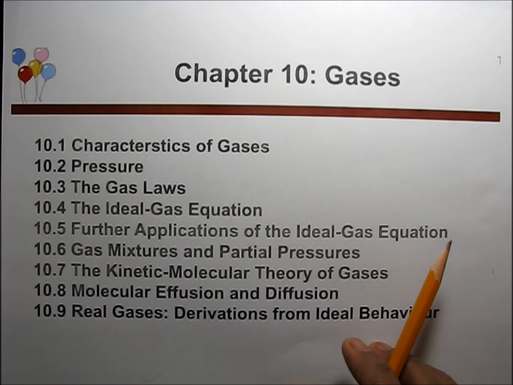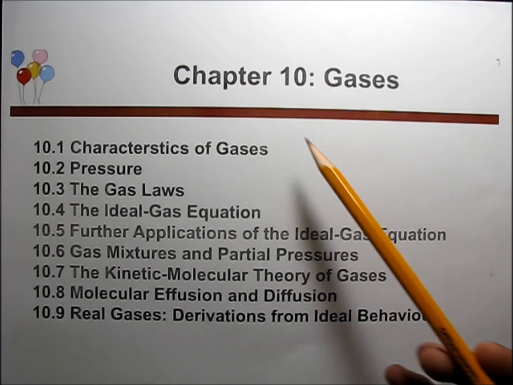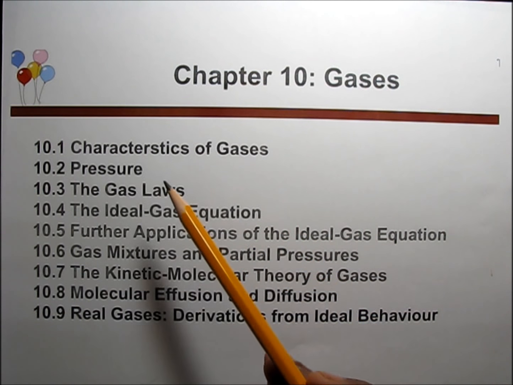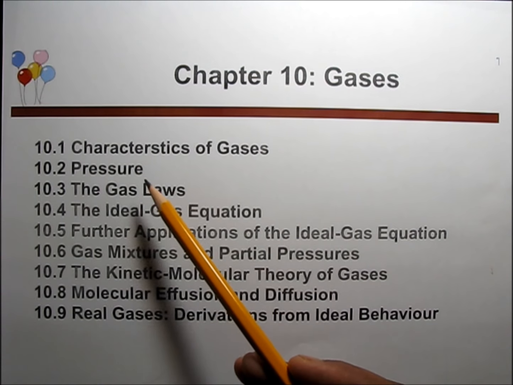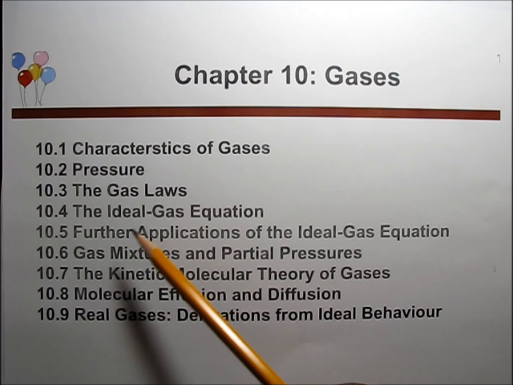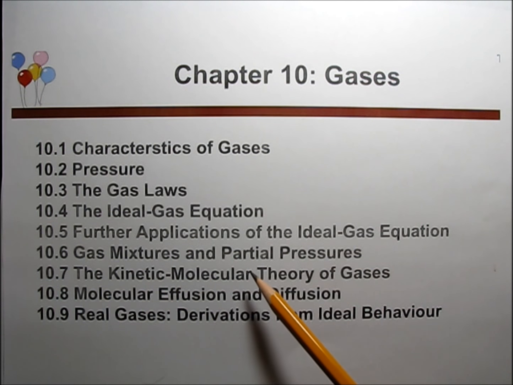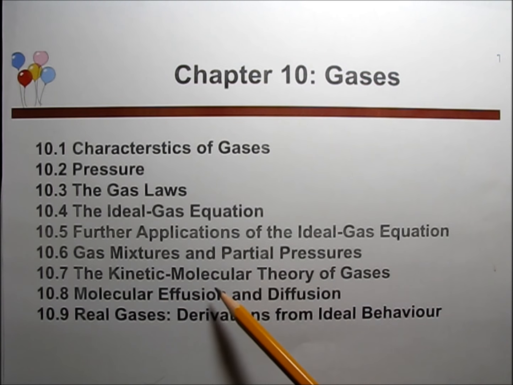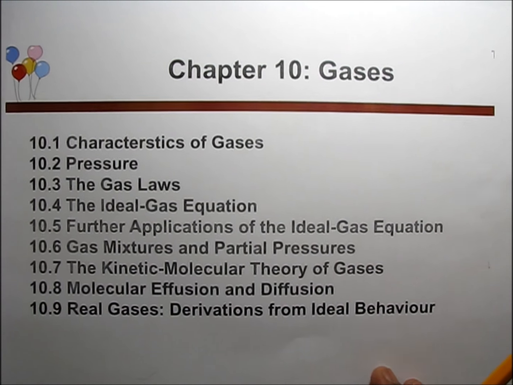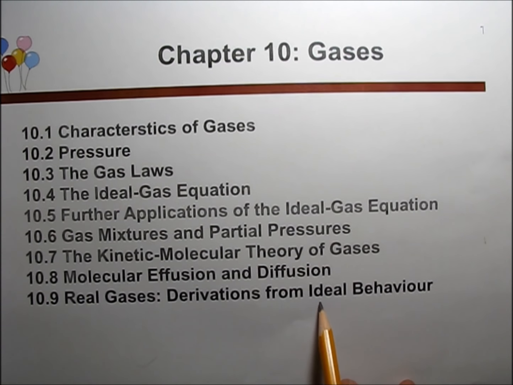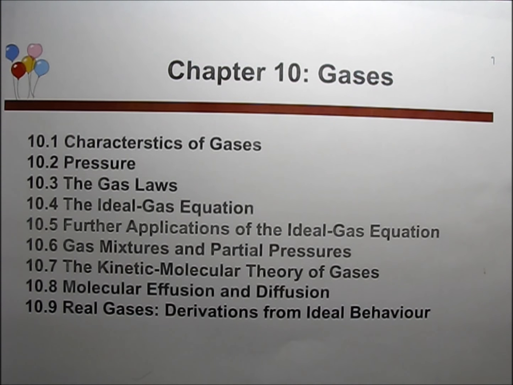Hello student, in this video we will study chapter number 10, which is gases. The main topics of gases are characteristics of gases, pressure, the gas laws, the ideal gas equation and further applications of the ideal gas equation, gas mixtures and partial pressure, kinetic molecular theory of gases, molecular effusion and diffusion, and real gases, which deviate from ideal behavior. So these are the main topics in chapter number 10.